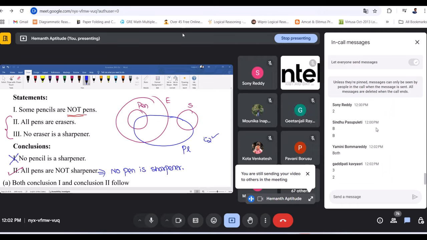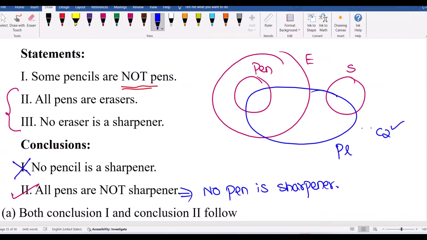"All pens are not sharpeners" is nothing. It's not both, it seems. Yeah, I'm going to check one. Here, first one failed for me, right? You see here, did the first one fail? Is the diagram satisfying my statement, some pencils are not pens? I can draw like this also. You may be drawing maybe inside only. Yeah, some of you, what will you do?